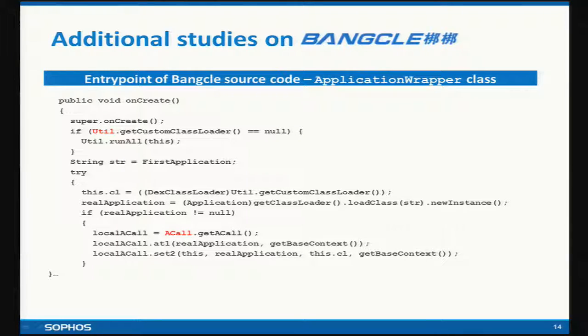Banco uses the same technology, the application class, to make sure it loads the code dynamically in the first stage. But Banco is more complicated than iJiami. The starting point is the application wrapper class. It's using the util class to implement the main functionality in the application layer, or Java layer, while the core class will implement the functionality in the library layer.